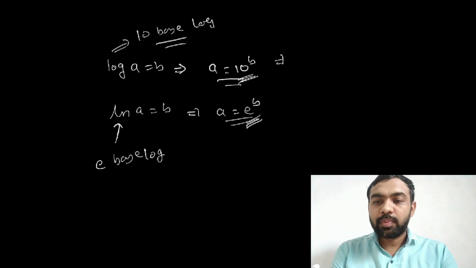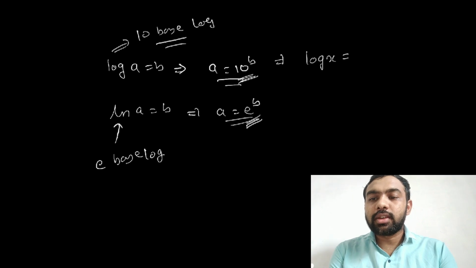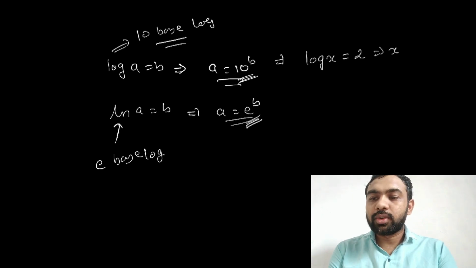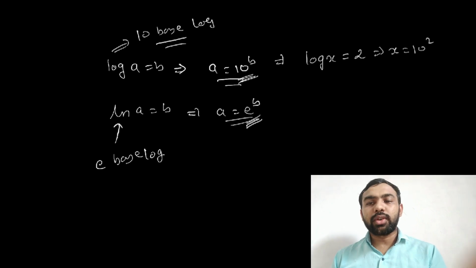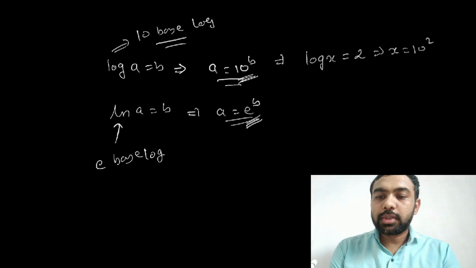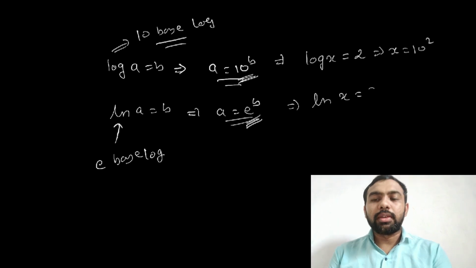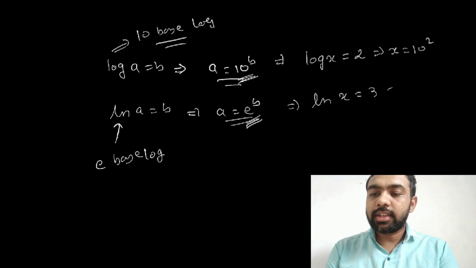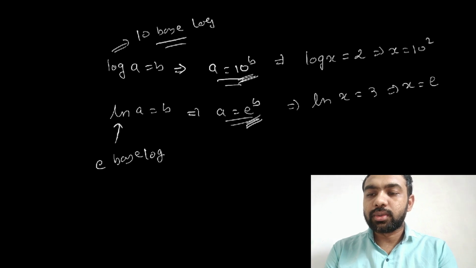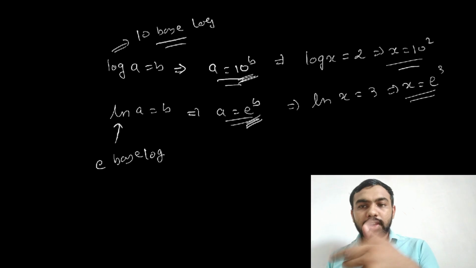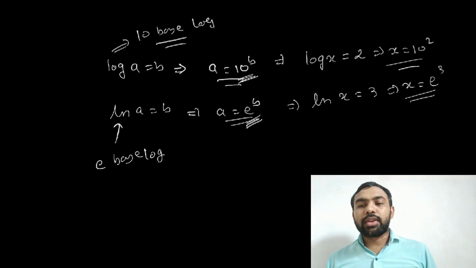Its use is like this. Suppose log x is equal to 2, then you write x is equal to what? 10 raised to 2. You just write it in this way. Suppose ln x is equal to 3 is given, then how do you write x? x is equal to e raised to 3. That is the use of this type of equation. So we remember this equation, and we use it in different examples.